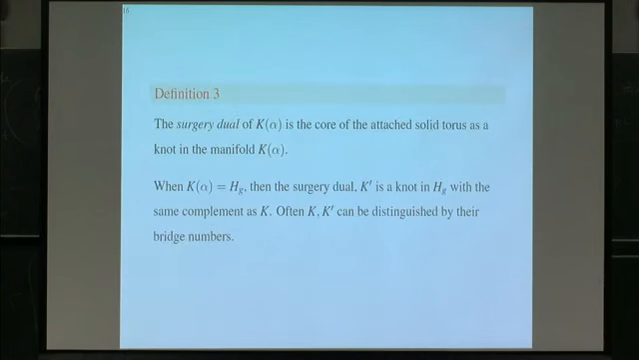Furthermore, I think it was Yi who was pointing out the surgery dual of a knot. When you do Dehn surgery on a knot, the surgery dual is the core of the attached solid torus, and you can see that as a knot in the surgered handlebody. So when you have a knot in a handlebody that admits a Dehn surgery that gives you a handlebody back, then the surgery dual is another knot in the handlebody with the same complement. And so you might ask, are they the same knot? For these knots, you can often see that just the bridge number of the knot and surgery dual distinguish the knots.